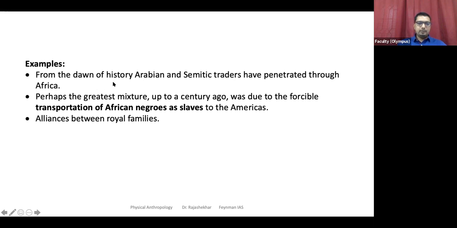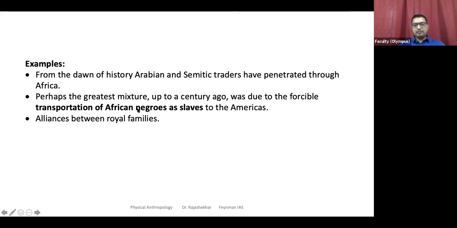Then in history, we have seen Arabian and Semitic traders from those countries, Afro-Asian countries, for example. Those Semitic traders traveling to Africa, for example. So people from something like Arabic countries, those people traveling to those areas. Intermixing had happened between them.